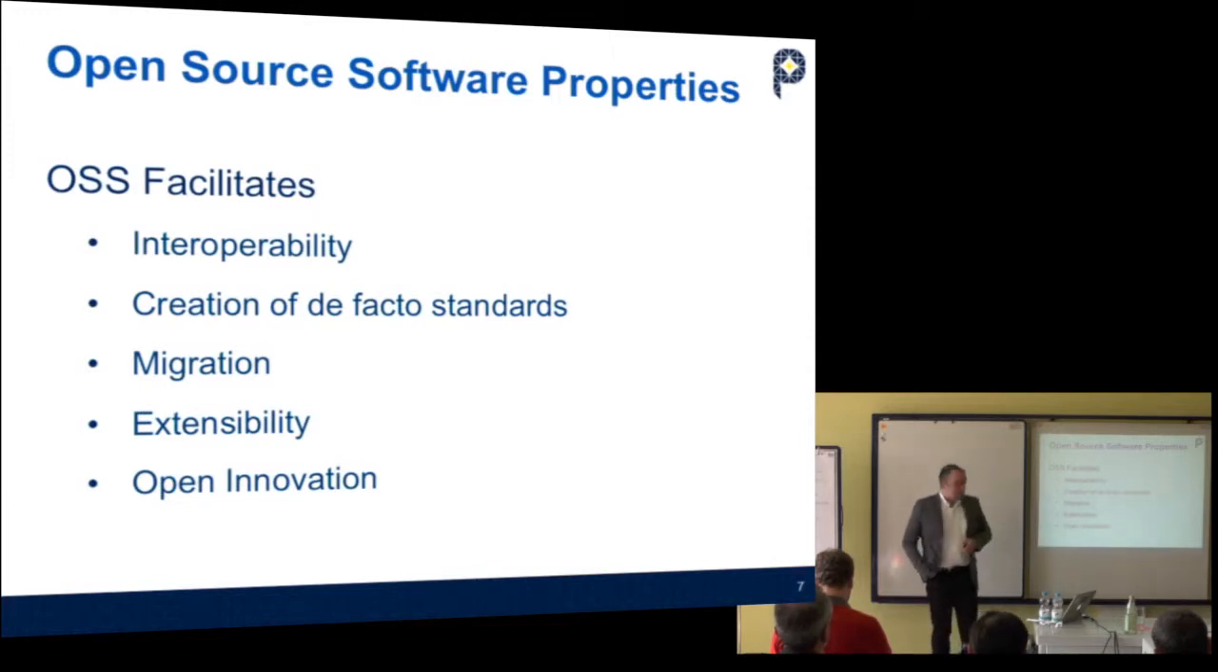It's a means to create de facto standards, because when you have a good open source implementation, then everybody starts using it, so it becomes a de facto standard. Migration is also easier. Extensibility is easier because you can go into the tools and find the right extension point. And it's also a good way of implementing open innovation.